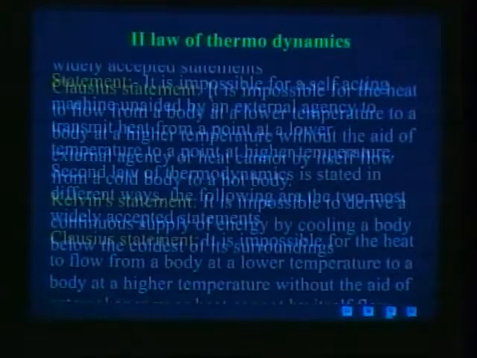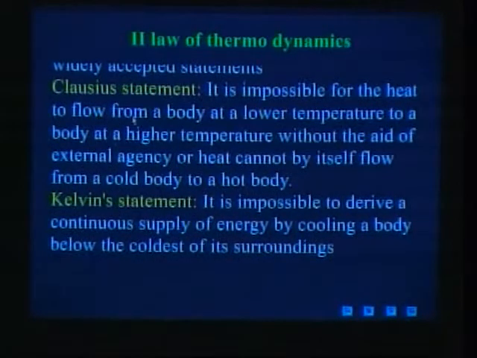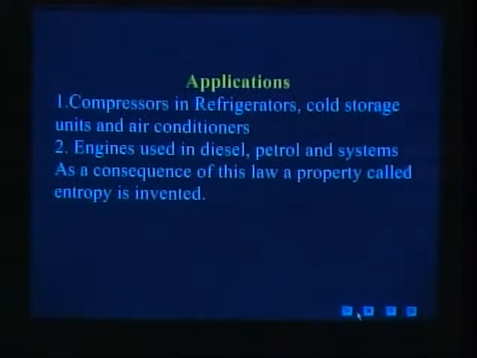Clausius statement: it is impossible for heat to flow from a body at a lower temperature to a body at higher temperature without the aid of an external agency, or heat cannot by itself flow from a cold body to a hot body. Kelvin statement: it is impossible to derive a continuous supply of energy by cooling a body below the coldest of its surroundings. We see the applications of this second law in compressors in refrigerators, cold storage units and air conditioners, and engines used in diesel, petrol and steam systems.